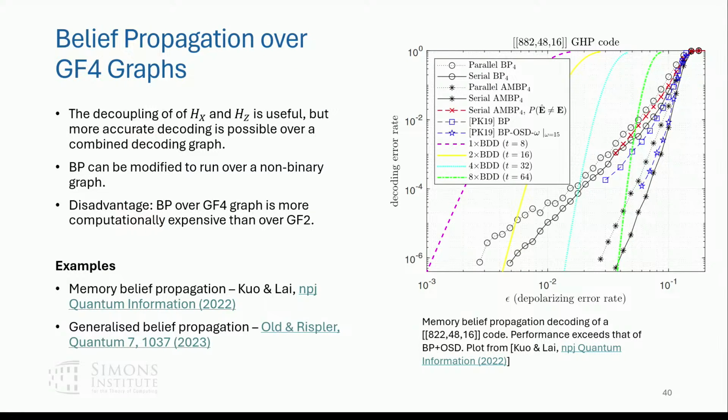Another approach is to abandon the idea of decoding your bit flip and phase flip errors separately, because this comes with a performance penalty. So some decoders have been proposed where you instead decode over a quaternary graph rather than a binary graph. So in some settings, this can give us performance that is comparable to BPOSD. What I find, however, is that these decoders are very difficult to calibrate, and they're often very dependent upon the initial conditions.